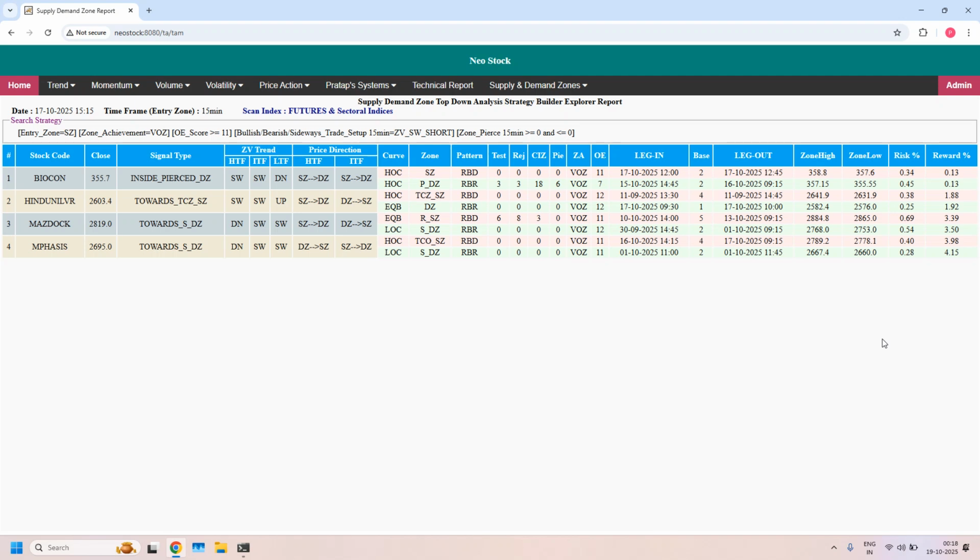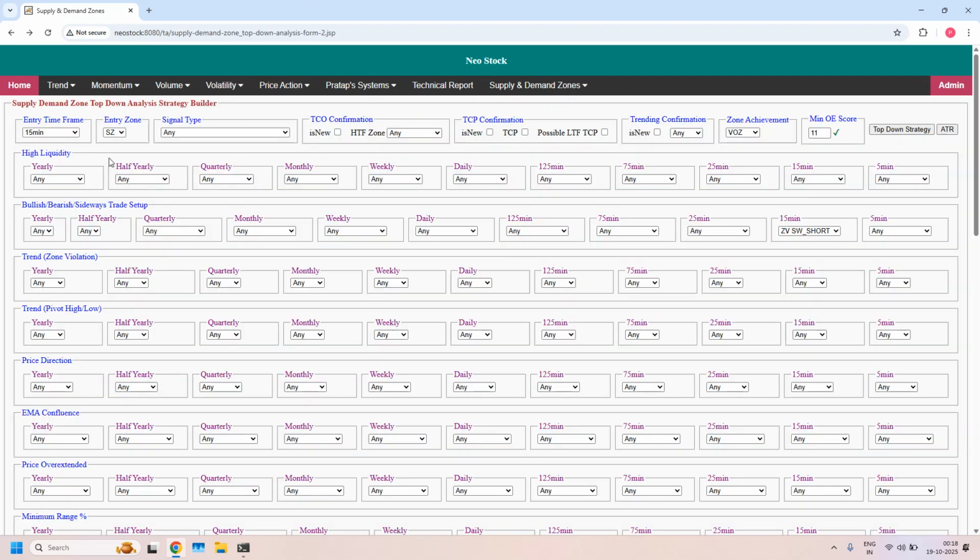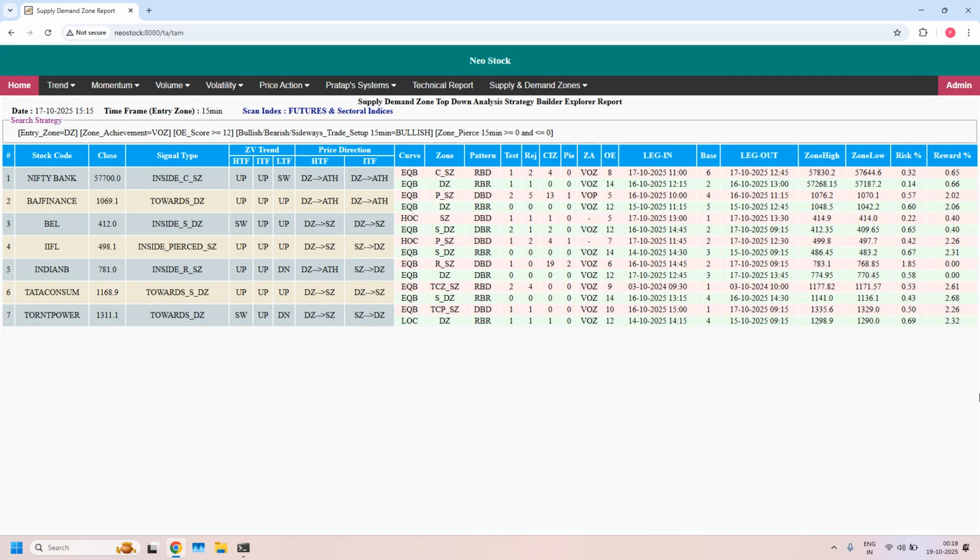Okay, next, bullish trade setup for daily income trade. Changes are 15 minutes demand zone. Here bullish. Minimum odd enhancer score should be 12. Let's filter. We got 7 stocks supporting bullish trade setup for daily income trade. And entry time frame zones are 15 minutes demand zones.